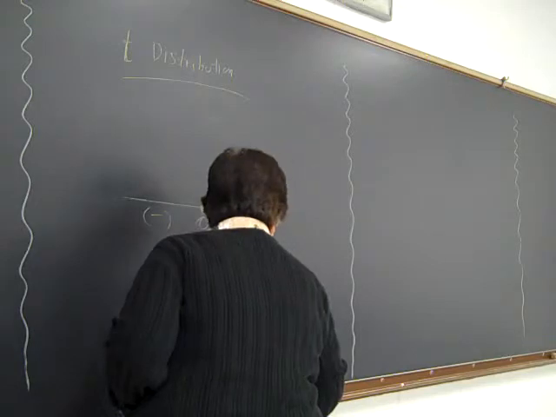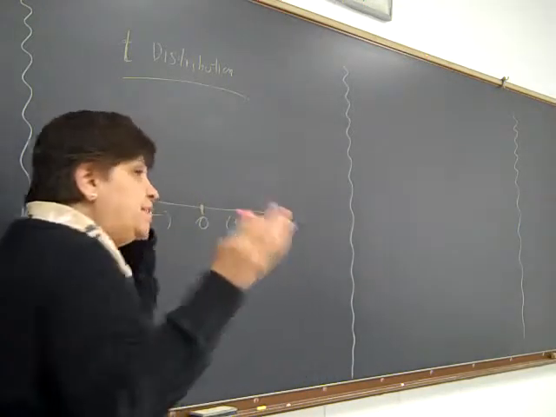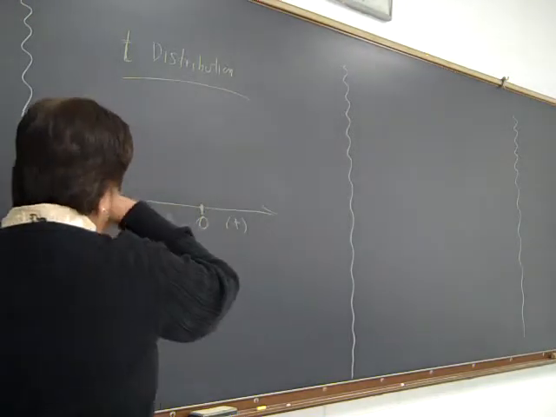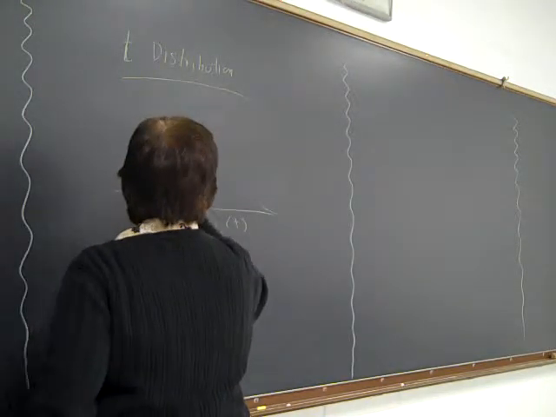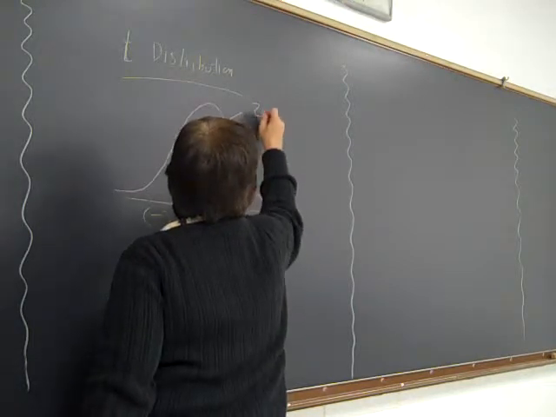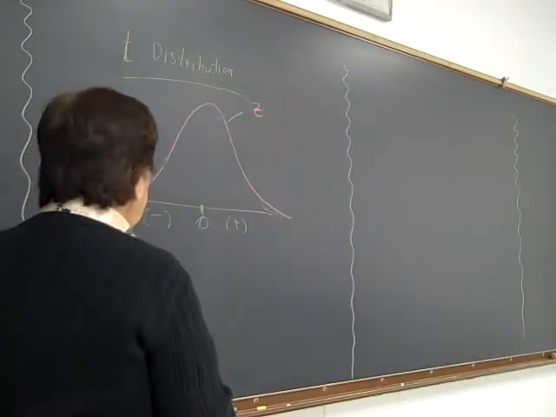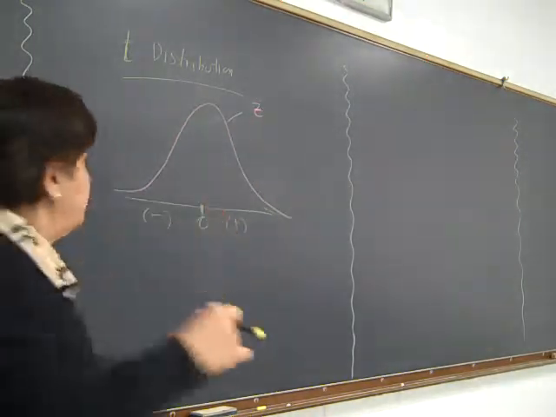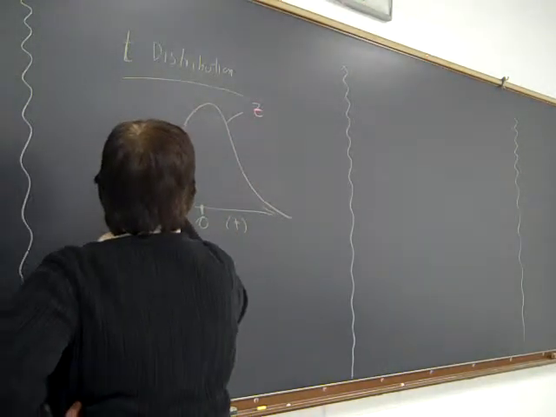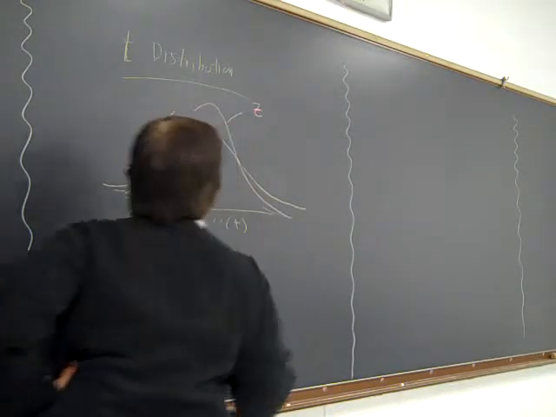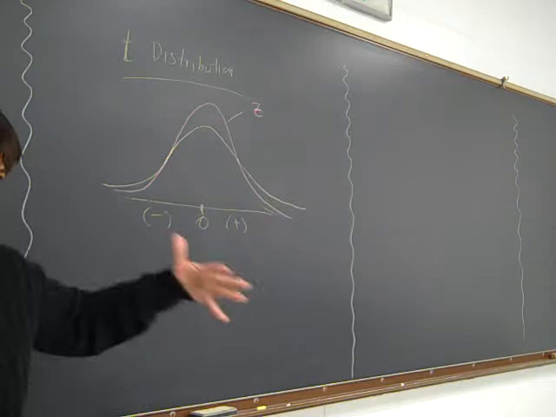Let me rewrite this. If the Z distribution is this one, I'm going to use the pink. Okay, this is the Z distribution. The T distribution would look shorter and fatter. So it looks something like this. Okay, so it's shorter and fatter.